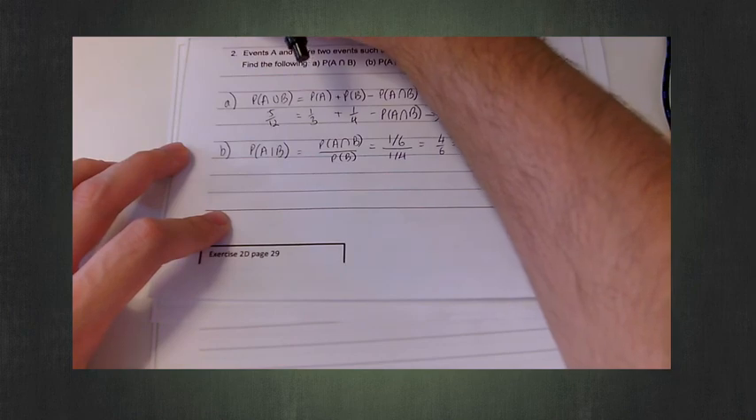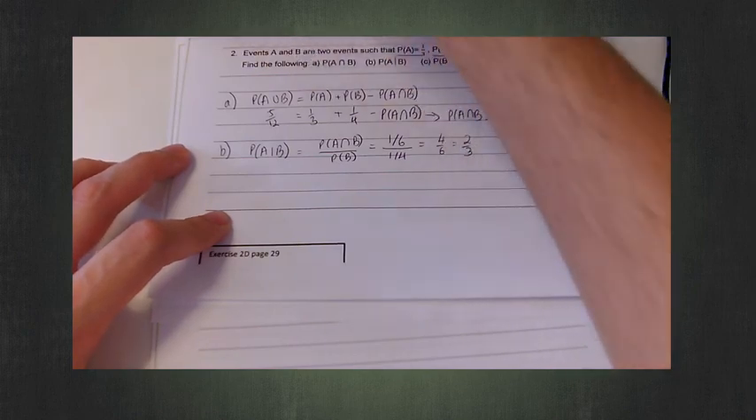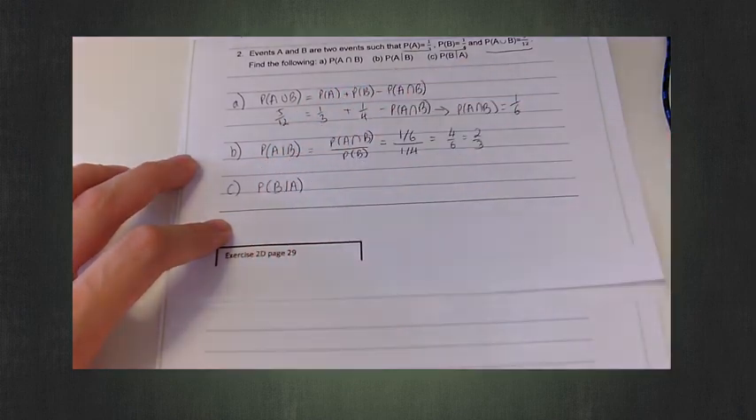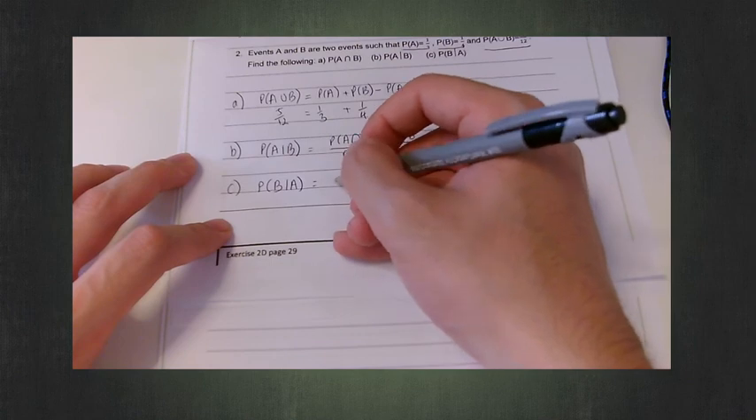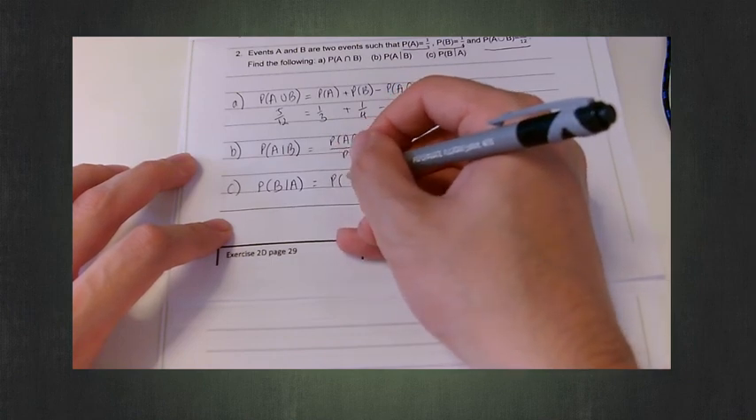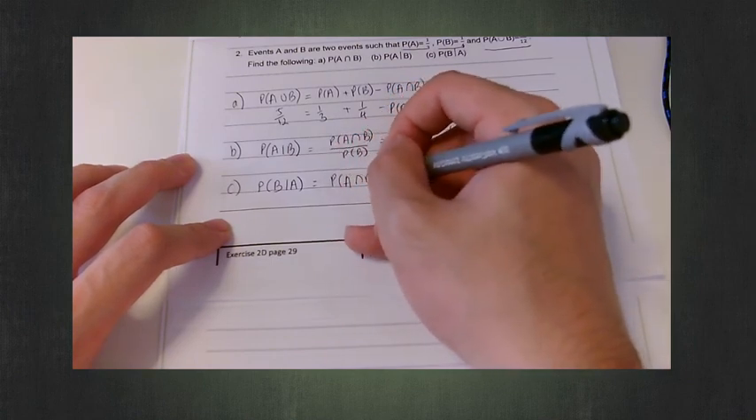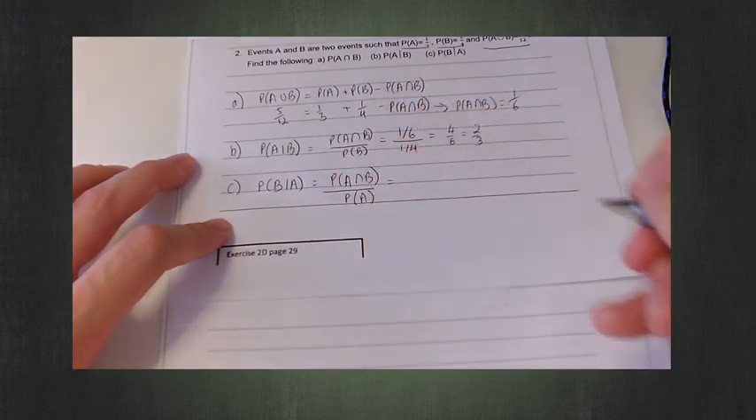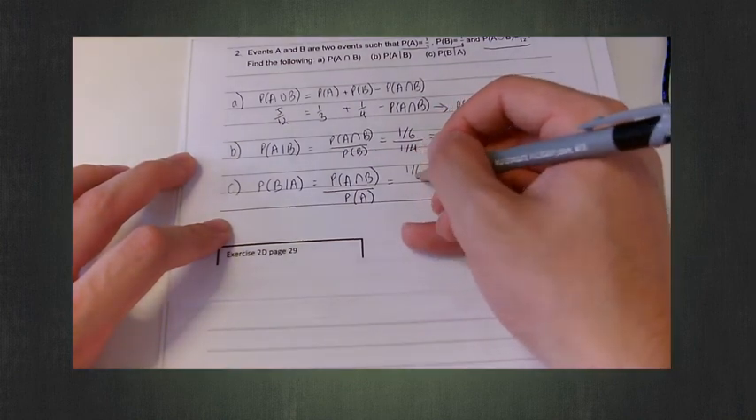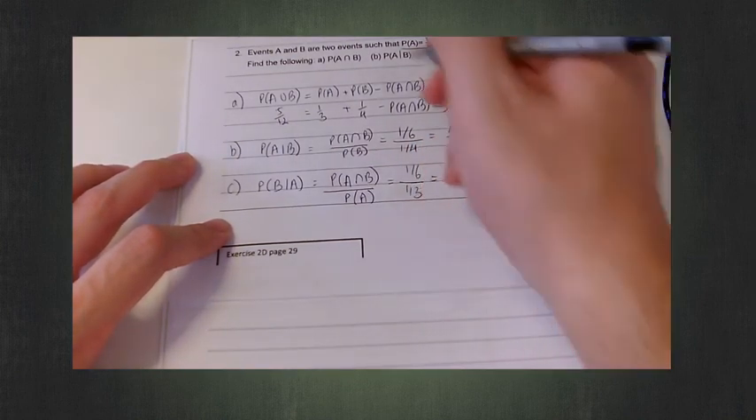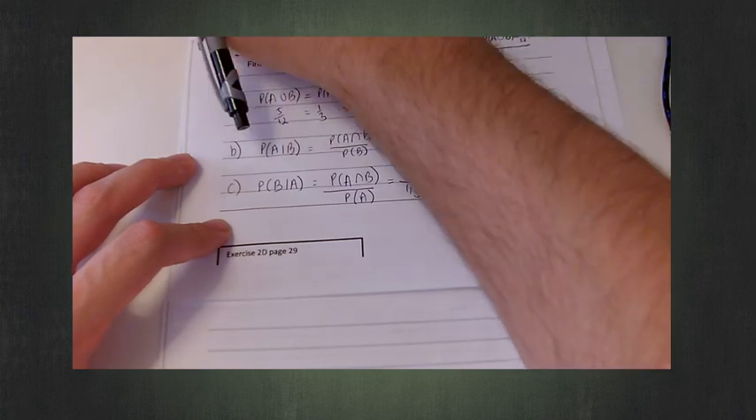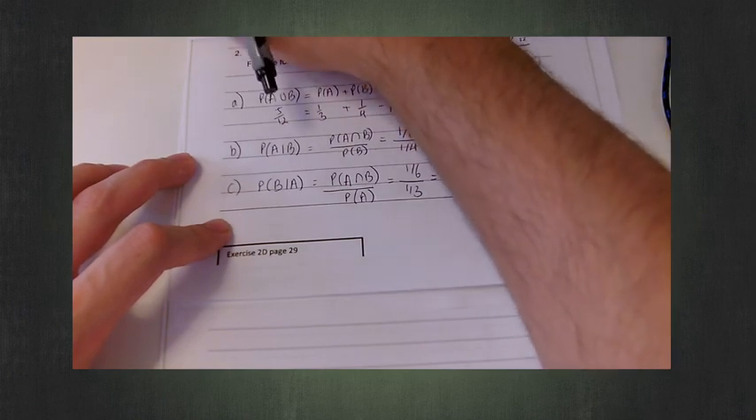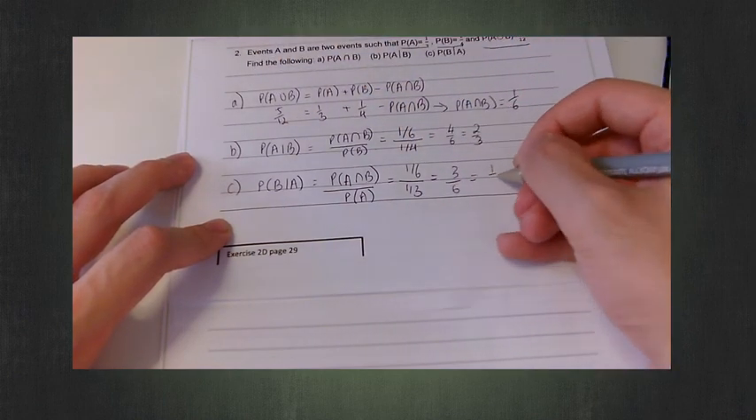And the final question, what's the probability of B given A? Well, we can just use the formula again. So probability of A and B over the probability of A. Got to edit it slightly. That's going to be a sixth over a third, which will be 3 over 6, which is equal to a half.